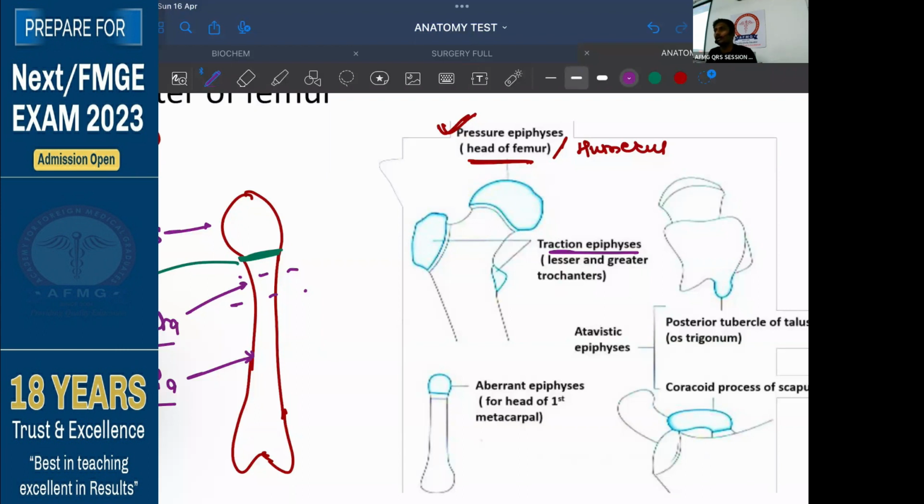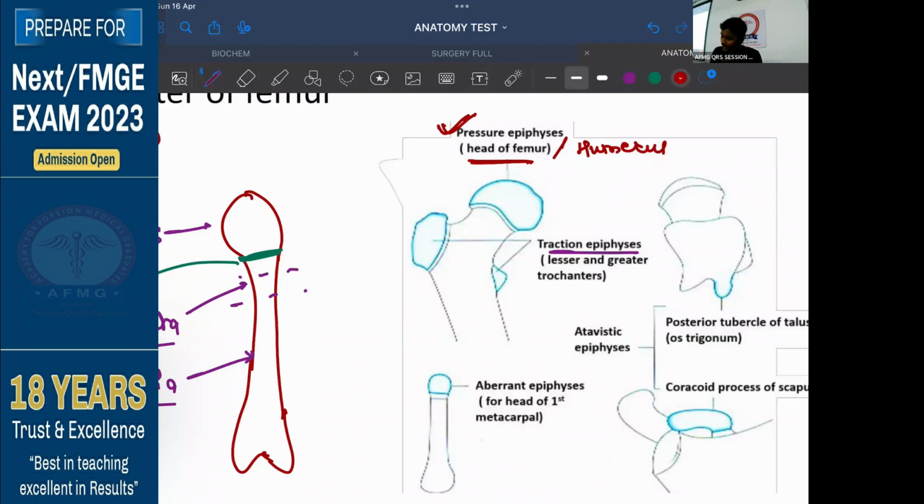No issues with this, anybody? So the epiphyses which are created due to the pull are called traction epiphyses. और ये pull किसका होगा? What is attached to the bone? Muscles. Very good. So when the muscle pulls, that causes a traction epiphysis. They're always present near the pressure epiphysis. And second point, they do not take part in any joint formation.